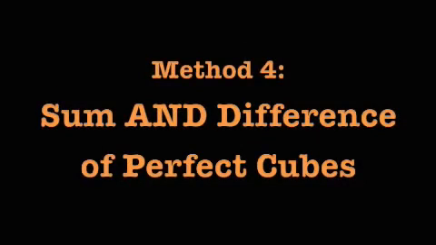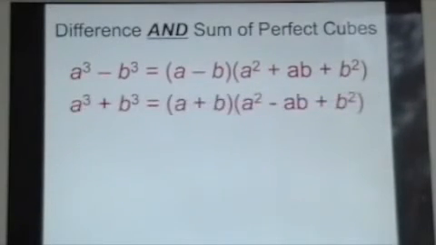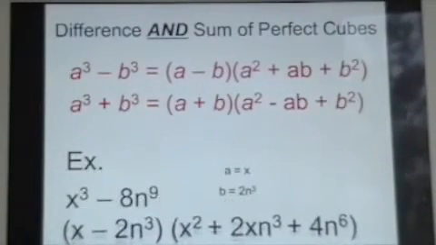This method, sum and difference of perfect cubes, like the last one, only applies to certain numbers. Now, can you name the first 6 perfect cubes? Obviously. 1, 8, 27, 64, 125, 216. Now let's look at the formula for sum and difference of perfect cubes. Make sure to take notice of where the signs are. Now let's try it with this problem. A is going to equal x, and b is going to equal 2n. Then just plug it in.